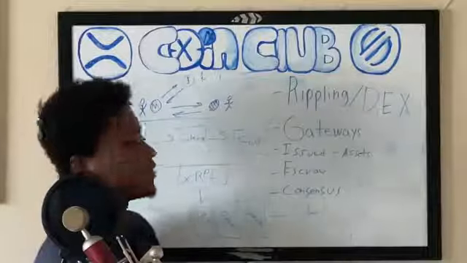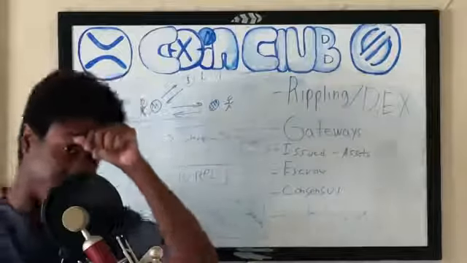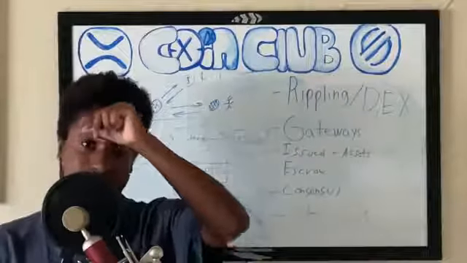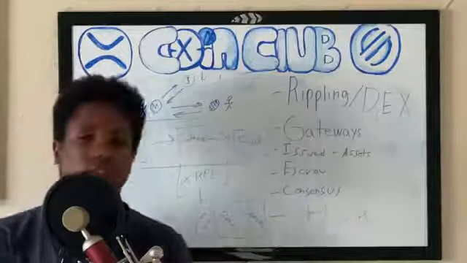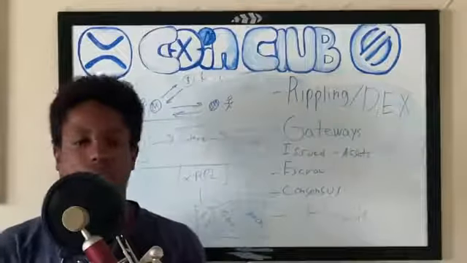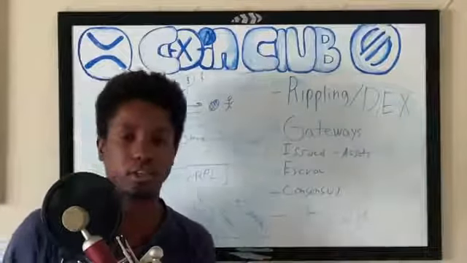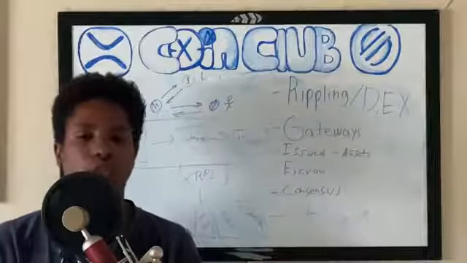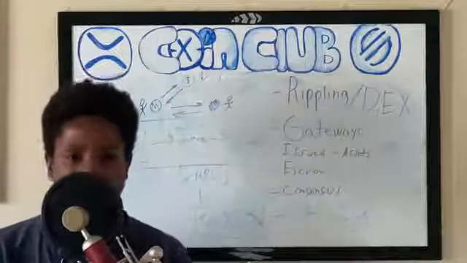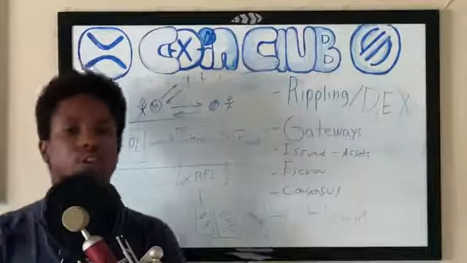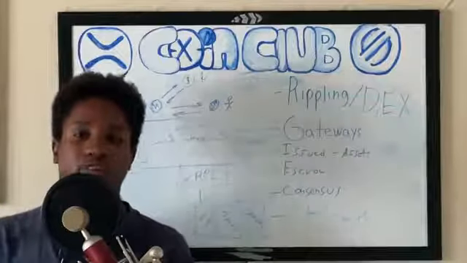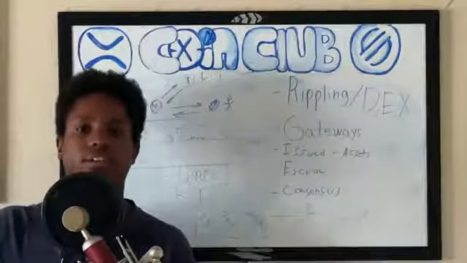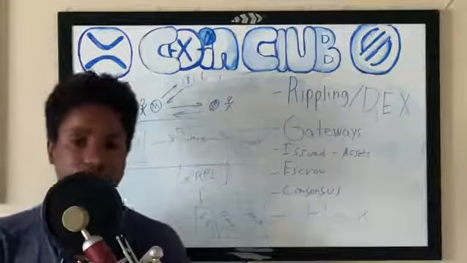Also, we have consensus. Now, consensus is a feature that's native to all blockchain technologies, but the thing that's different with XRP is the XRP consensus works a tad bit differently. Instead of being proof of work or proof of stake, it has a native consensus algorithm. This native consensus algorithm runs every 5 seconds throughout the network, gaining consensus for all the transactions that are happening within these 5 seconds.